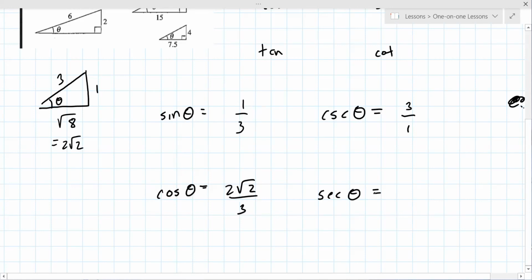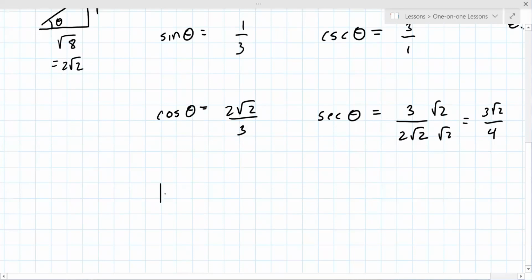Secant theta is the reciprocal of cosine. It's 3 over 2 square root 2. There's a problem here, though. You can't have... we got to multiply by root 2 on both sides. You have to rationalize top and bottom. So it's 3 square root 2 over 4. Now it's good to write this because sometimes it's useful in another step.